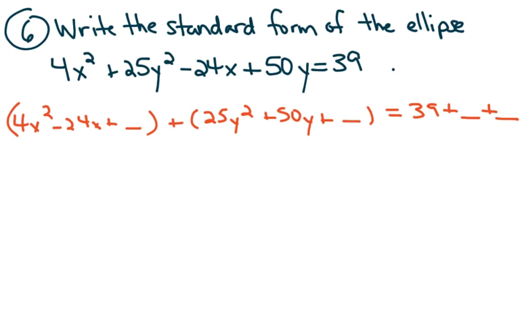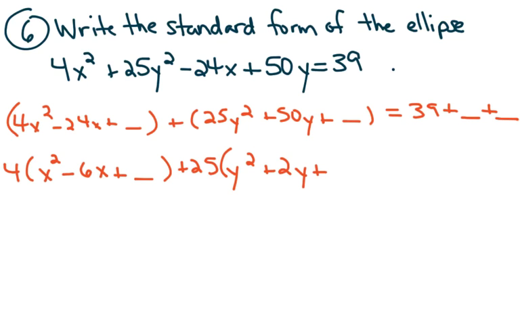And since we're adding 2 new numbers to the left, we're going to add 2 new numbers to the right. The difference in this problem, though, is you cannot create a perfect square trinomial unless the leading coefficient of the trinomial is 1. So we're going to factor out whatever the leading coefficient is. In the first one, we're going to factor out a 4, which is going to leave me with x squared minus 6x. In the second parentheses, I'm going to factor out a 25, which is going to leave me with y squared plus 2y.